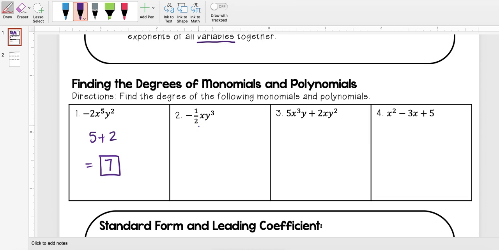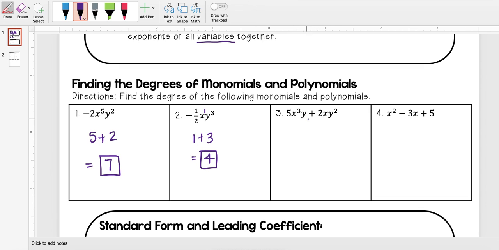Number 2, this one's a little bit tricky. It's trying to trick you here. So if you look back, remember at Chapter 6, whenever a variable doesn't have an exponent, there's really an exponent of 1. So this will be 1 plus 3, which is equal to 4.